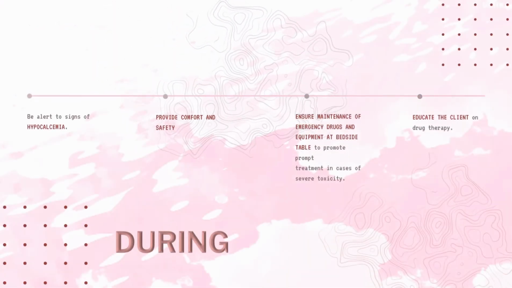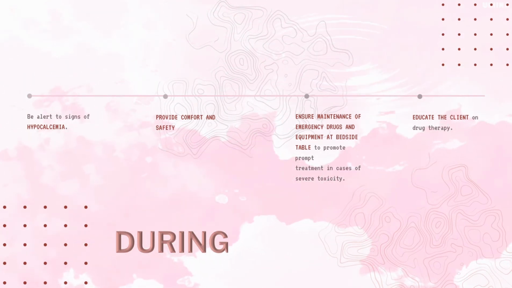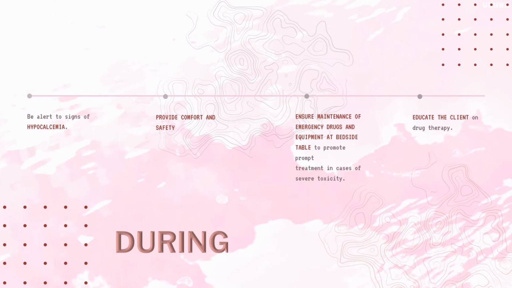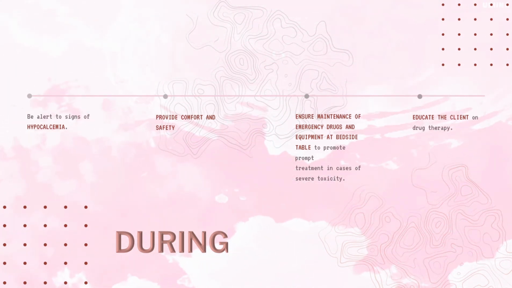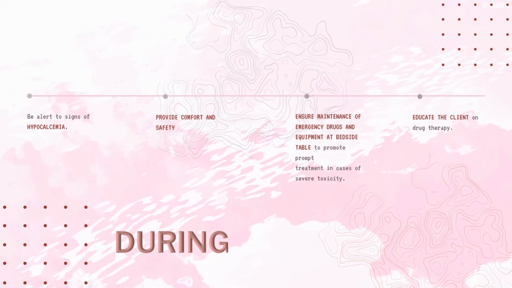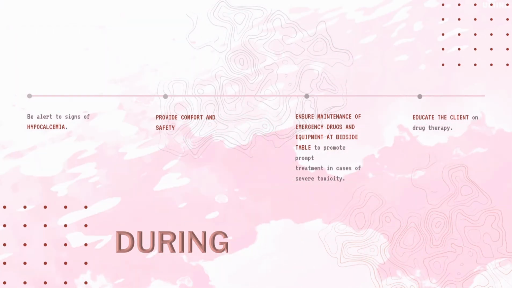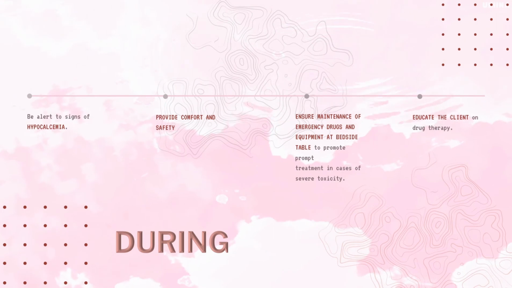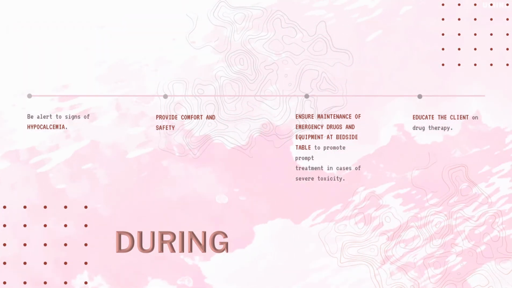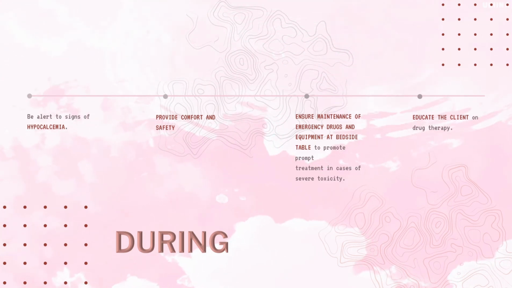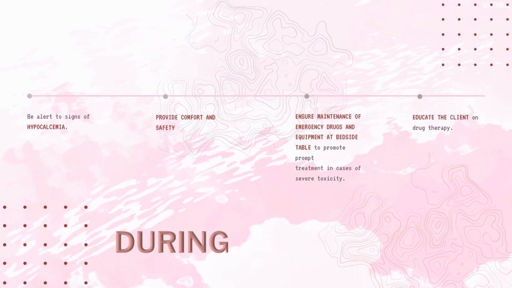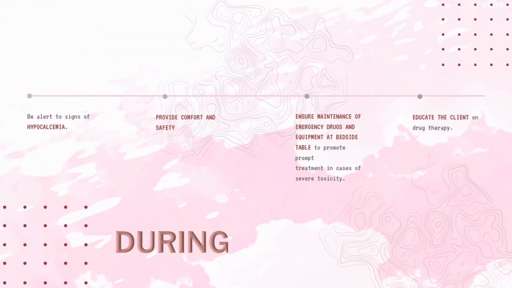During drug administration, be alert to signs of hypokalemia, which include muscle spasms, cramps, tetany, circummoral numbness, and seizures. Provide comfort and safety to the patients. Ensure maintenance of emergency drugs and equipment at bedside table to promote prompt treatment in cases of severe toxicity. Then, educate the client on drug therapy.